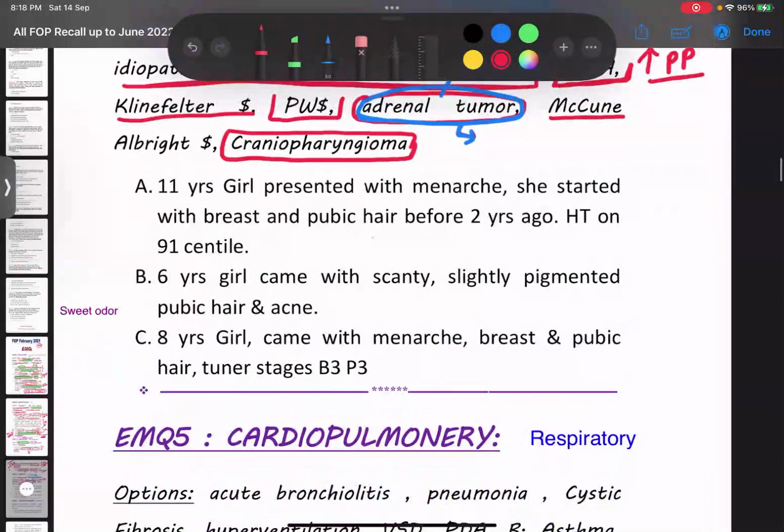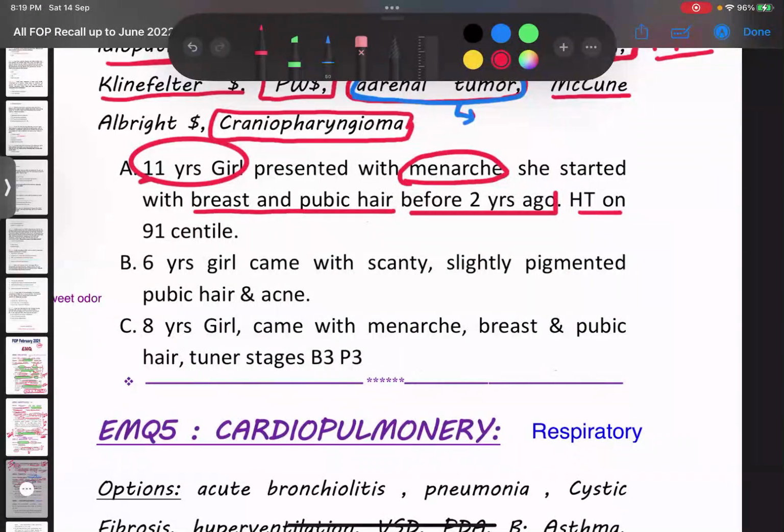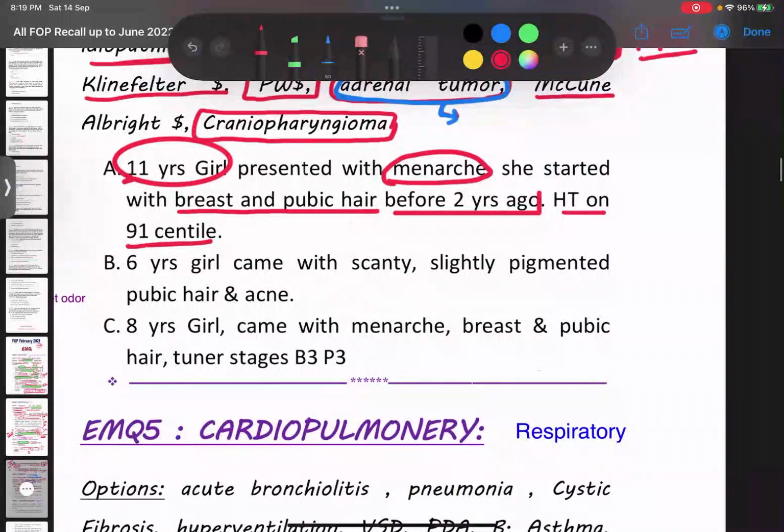Okay. Next one. 11-year-old girl. So 11-year-old, look at the age, girl, presented with menarche. So menstruation. She started with breast and pubic hair two years ago. Height is on the 91st centile. So she is now 11-year-old and she has menstruation. When she was about 9-year-old, that is from 2 years ago, she had breast bud development and pubic hair development. Is this normal? Yes, it is normal.